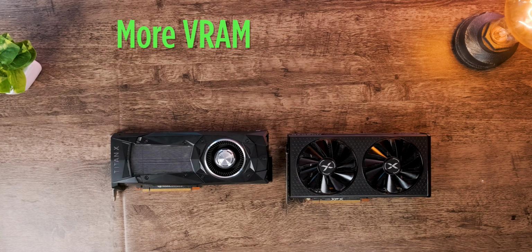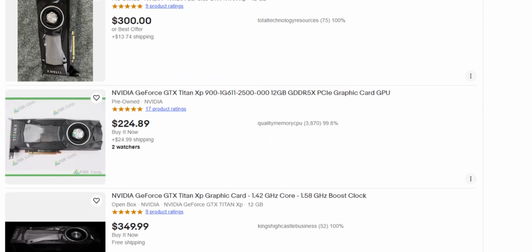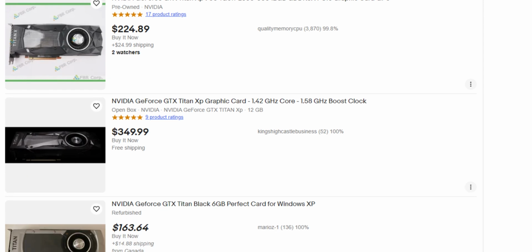So all of that technical garbage really only tells me that the Titan XPP has 4 more gigabytes of VRAM, no ray tracing, which is something I never use, and draws about 100 extra watts of power. So why is it commanding a nearly 40% price premium for such an old GPU? I guess we should find out.